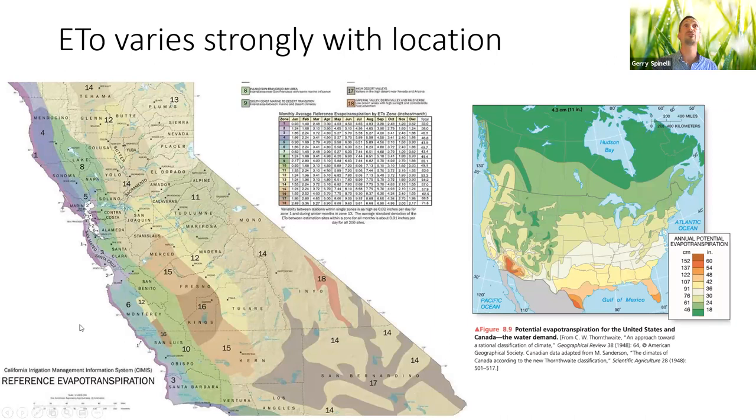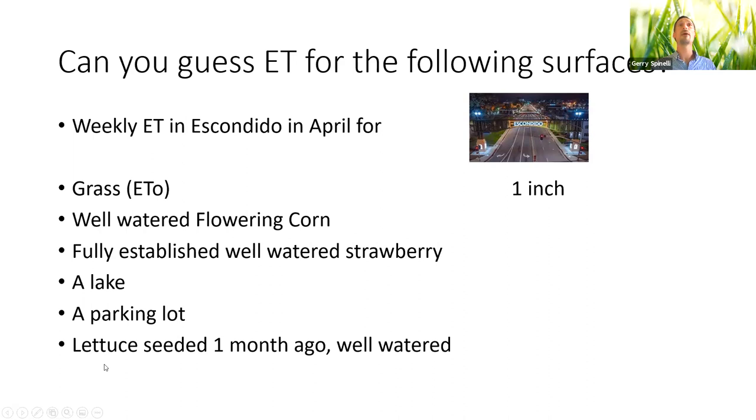Now, to wake you up again, I want you to guess ET for the following surfaces. Let's say we are in Escondido in April. The second week of April, we had 1 inch of reference evapotranspiration, and here I say grass. Remember, we said that reference evapotranspiration refers to grass.